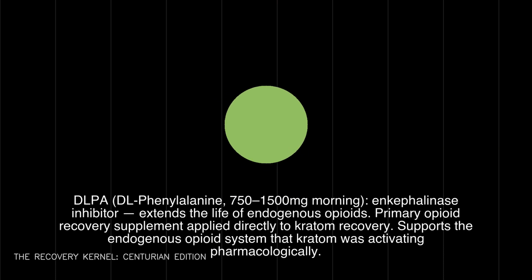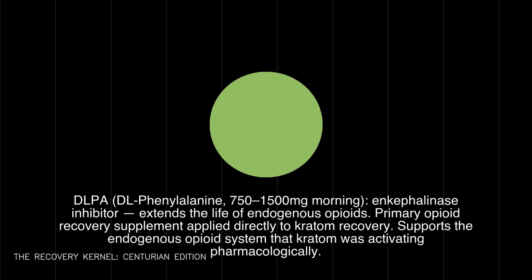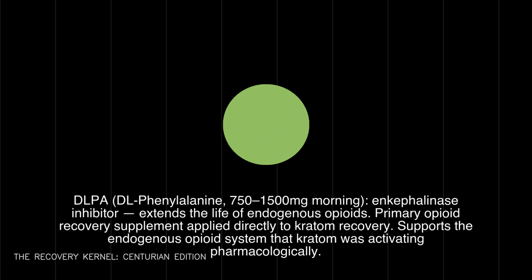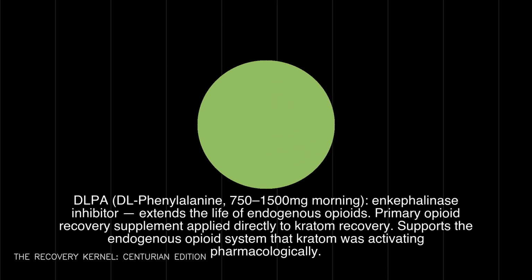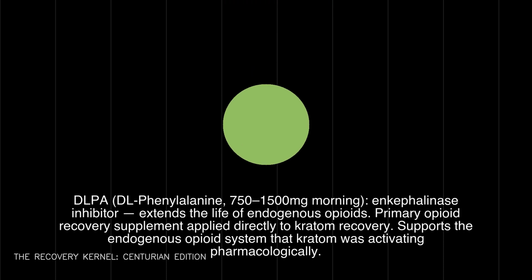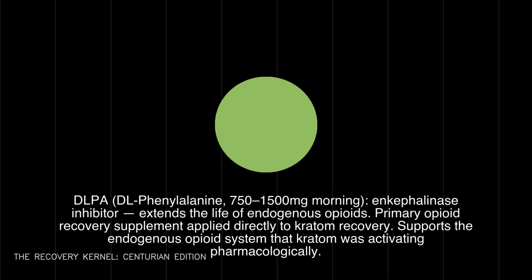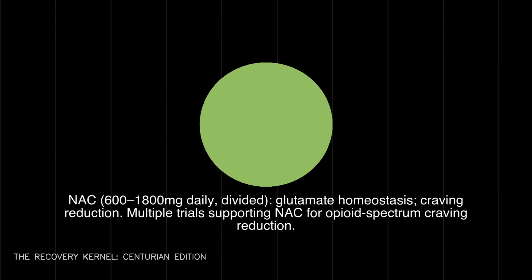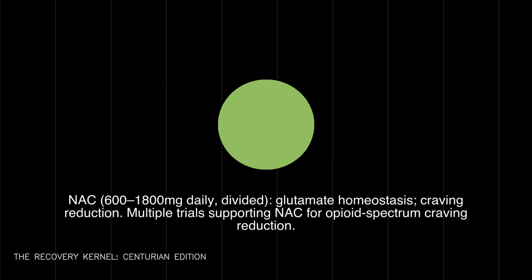NAC, 600 to 1,800 mg daily, divided, glutamate homeostasis, craving reduction. Multiple trials supporting NAC for opioid spectrum craving reduction. Omega-3, DHA plus EPA, 2 g daily, mu-opioid receptor membrane environment, anti-neuroinflammatory. Same rationale as fentanyl and opioid recovery.